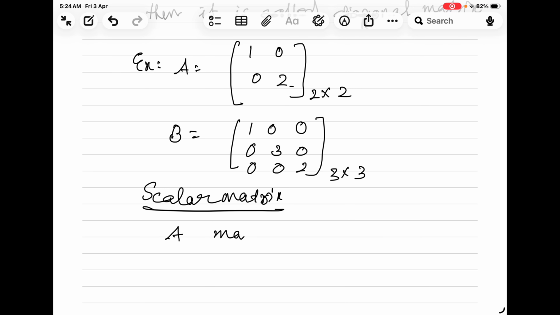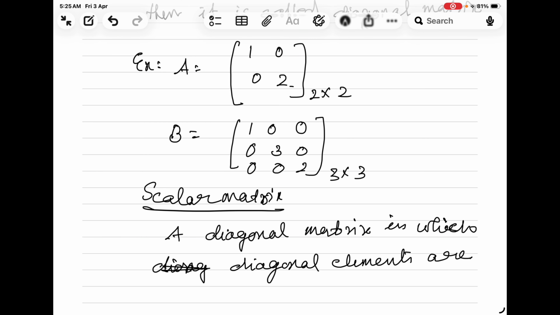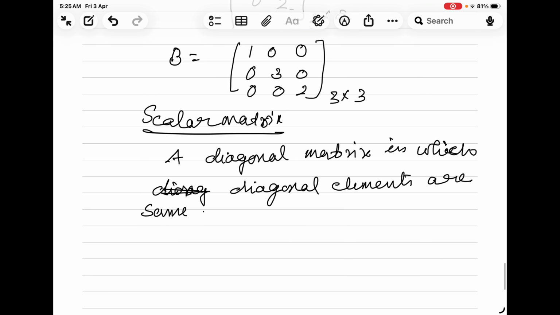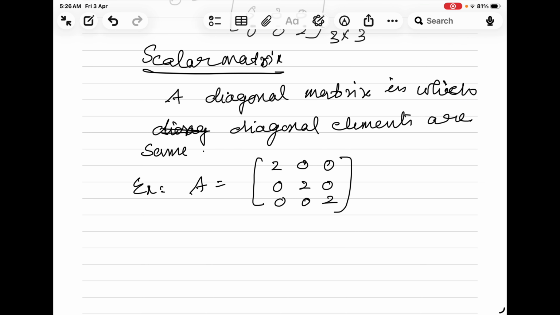A diagonal matrix in which diagonal elements are same is called a scalar matrix. Example, A equal to matrix 2 0 0, 0 2 0, 0 0 2. Another example, B equal to 1 0 0 1. This is 2 by 2.